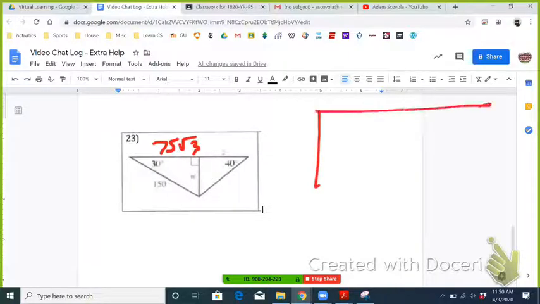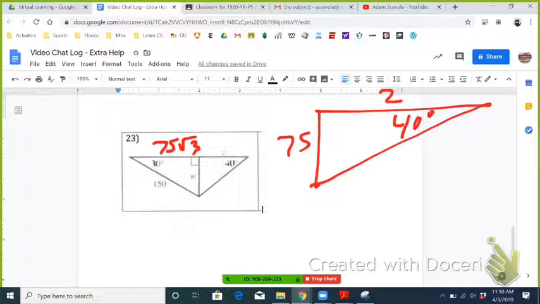To find Z now we need trig, specifically tangent. So we know that this side here is 75, and that side Z is what we're looking for. Now, how do I know to use tangent? Well, it's because I'm given the opposite leg, and I'm looking for the adjacent leg. That's a Z.